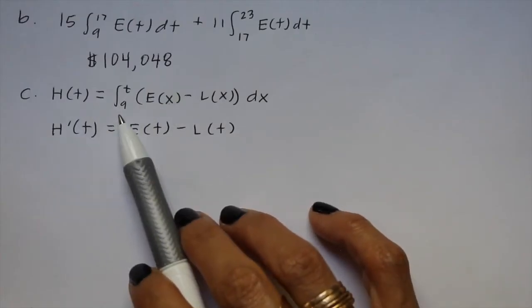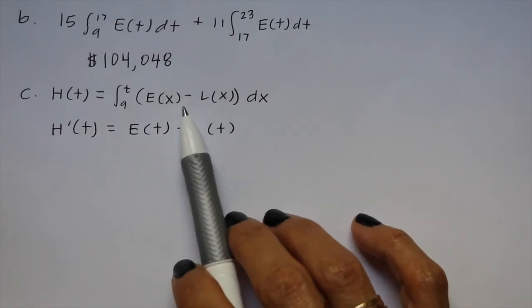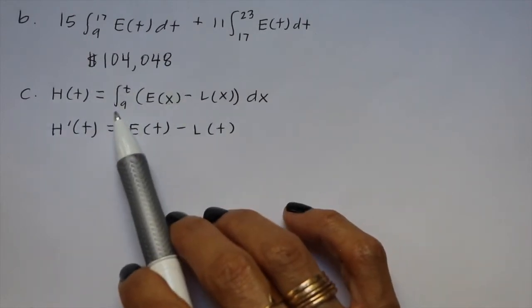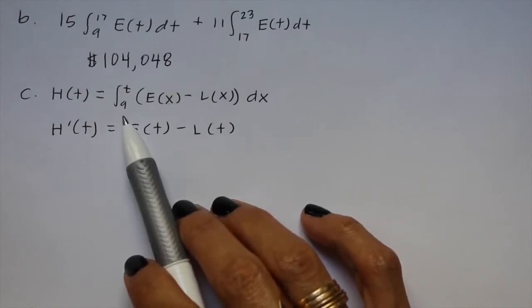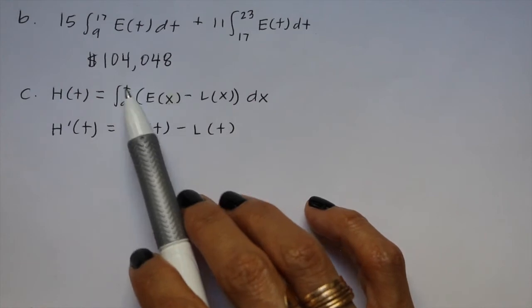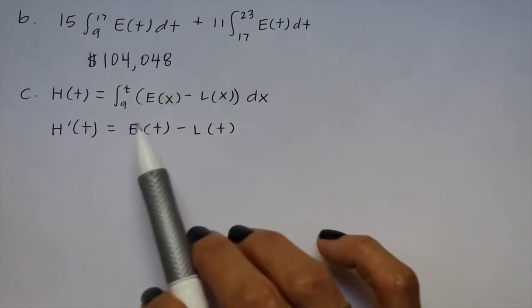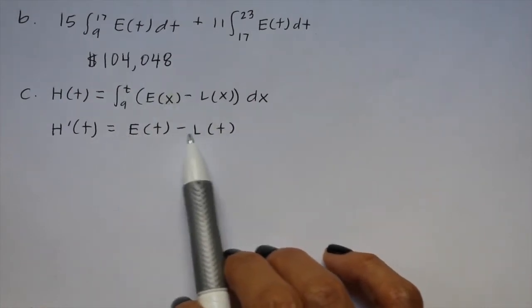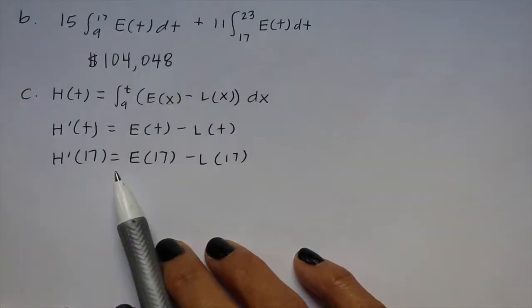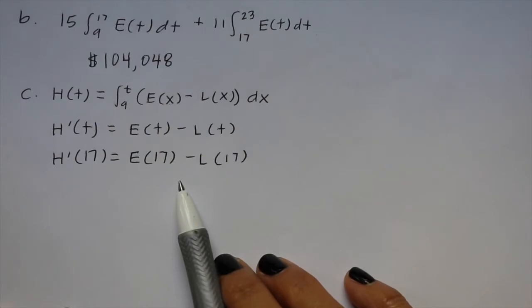You have h of t is the integral from 9 to t of e of x minus L of x dx. To take the derivative of h, because this is an integral and we're taking the derivative of it, we're going to apply the fundamental theorem of calculus. So we're going to take this t and plug it in for the x's, and you get e of t minus L of t as your h prime of t. H prime of 17 is then going to be e of 17 minus L of 17.